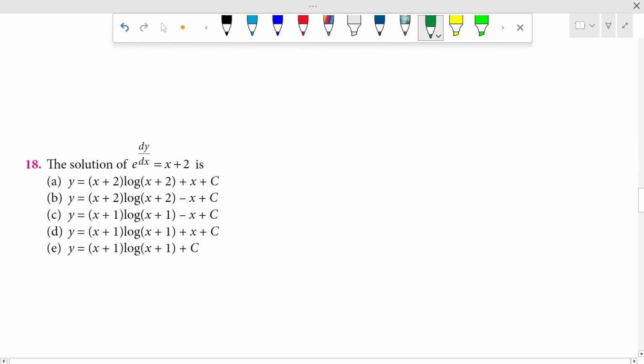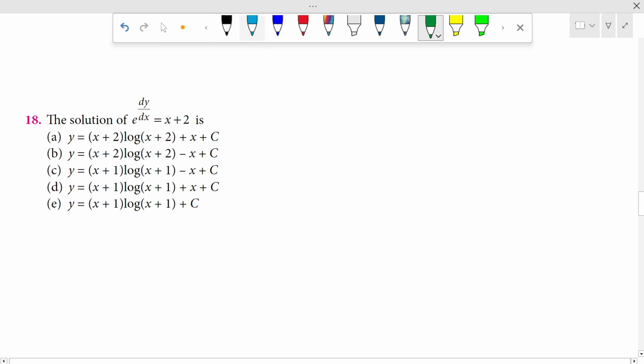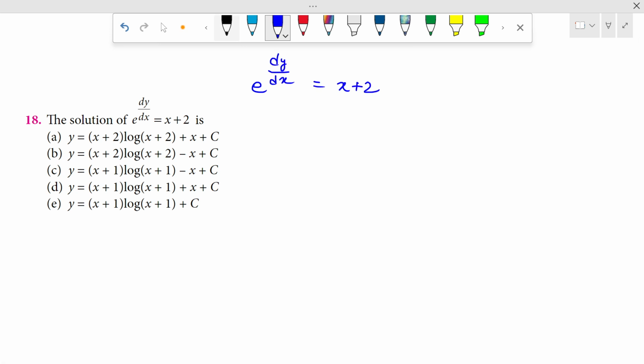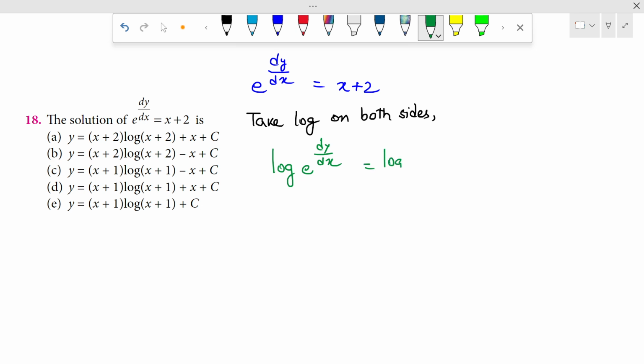Okay. Let's have our next question. The solution of e to the power dy by dx is equal to x plus 2 is what? So here, if we take log on both sides, this will be like this.